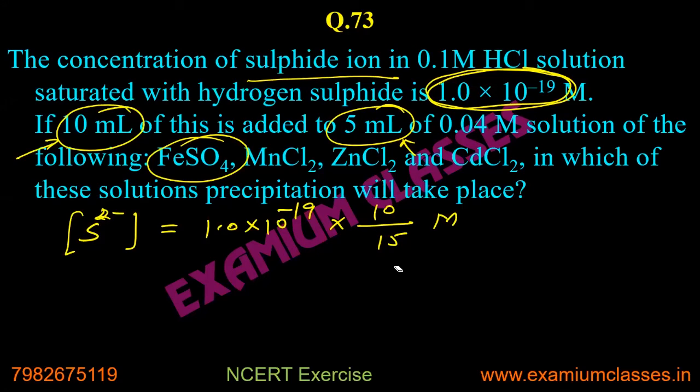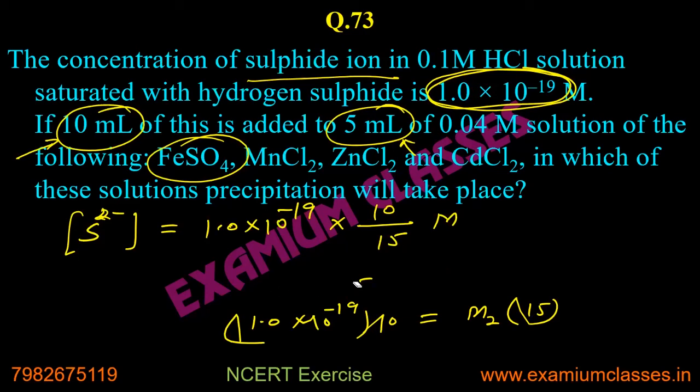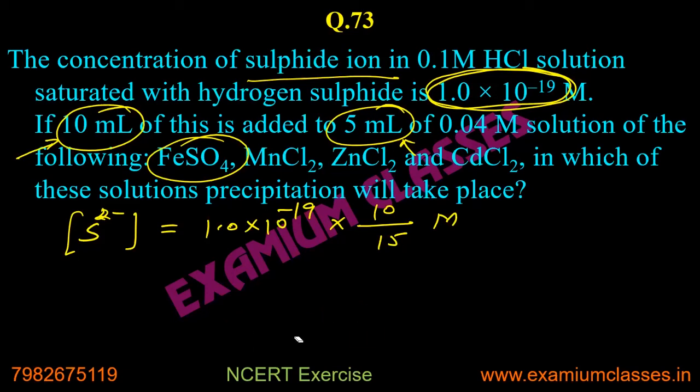Okay. Those who didn't get it, I have just applied M1V1 equals M2V2, nothing else. M1 was 1.0 into 10 power minus 19. V1 was 10. M2 I have to calculate, V2 is 15. Is that clear now? That's how you get it, because this is dilution, nothing else. You are adding something else which increases the volume.